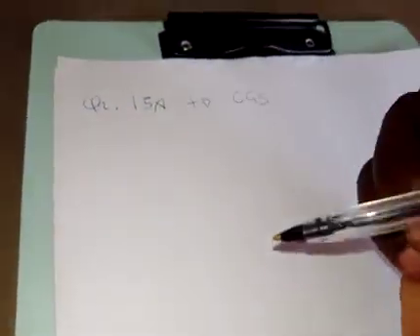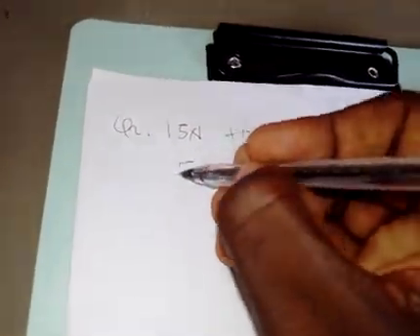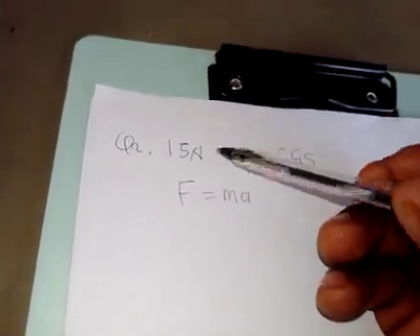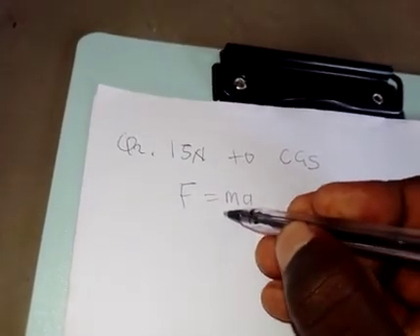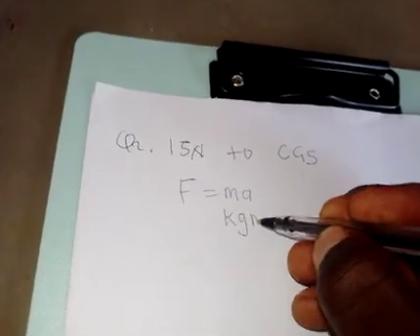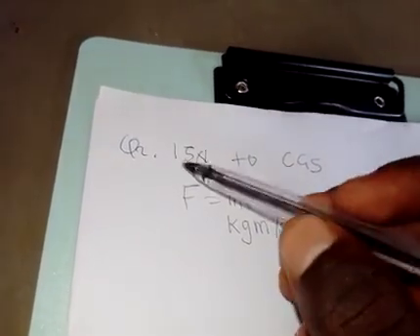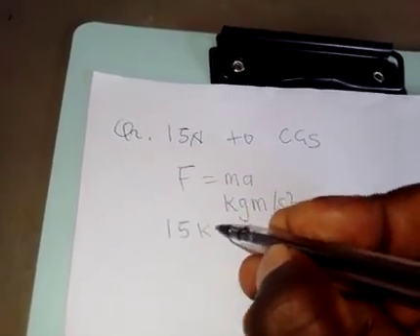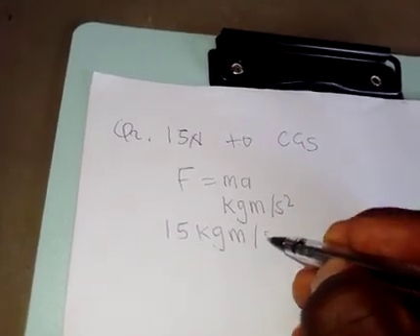Just a quick revision. C stands for centimeter, G is gram, S is second. So 15 newtons, let's break this down. What fundamental quantities make up a newton? You know that force is equal to mass times acceleration, so a newton is mass in kg times acceleration in meters per second squared. So 15 newtons can also be written as 15 kg meter per second squared.